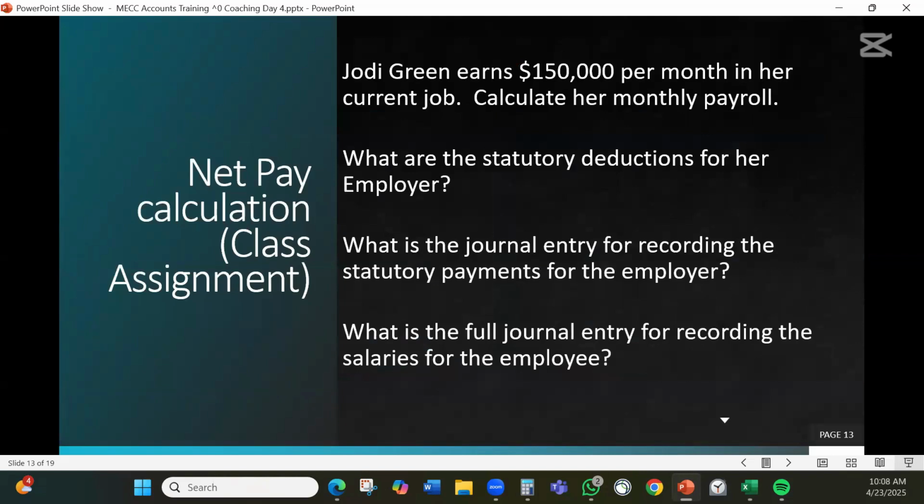And I want you to look at Jody Green. She earns $150,000 per month in her current job. So I want you to calculate her payroll, her net pay. What are the deductions for the employer? What the journal entry is and what the full recording should look like.